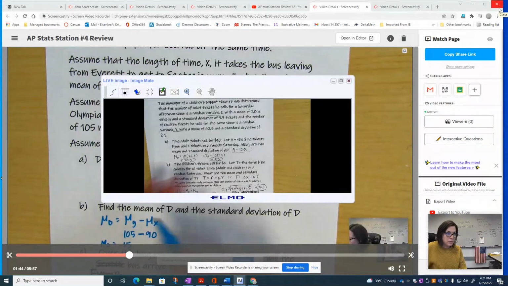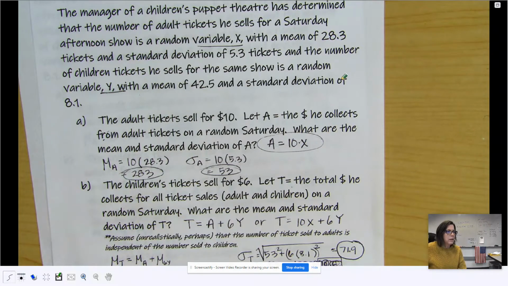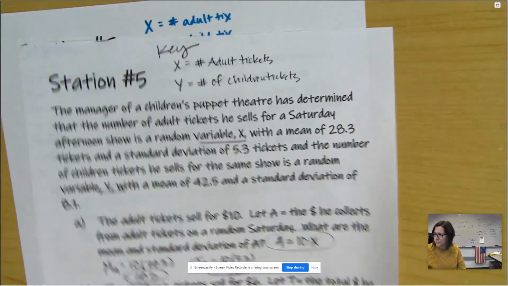Hey, I'm gonna go over station 4. Oh my gosh, station 5. And I have all the writing here, and I'm just gonna talk about it.